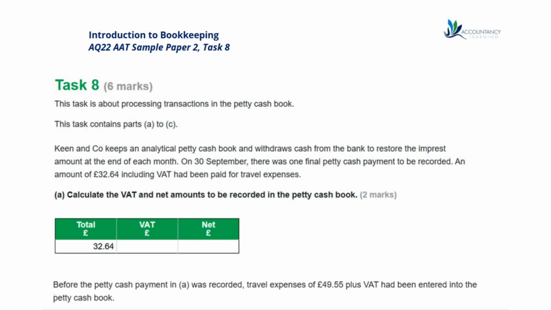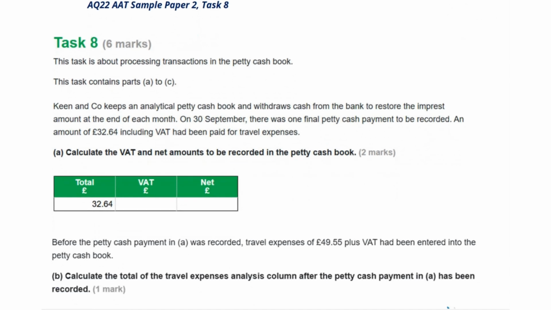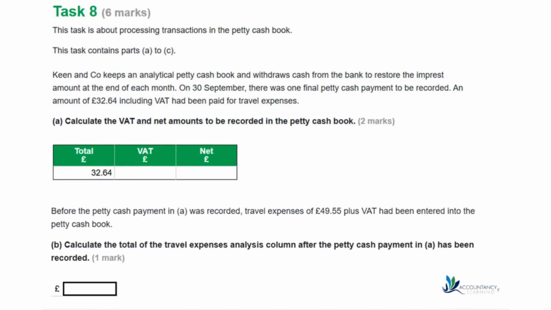I'm Sarah, and in this video I'll take you through the Introduction to Bookkeeping sample paper 2 task 8. So this one is all about processing transactions in the petty cash book. We're told that Keane & Co keeps an analytical petty cash book and withdraws cash from the bank to restore the imprest amount at the end of the month.